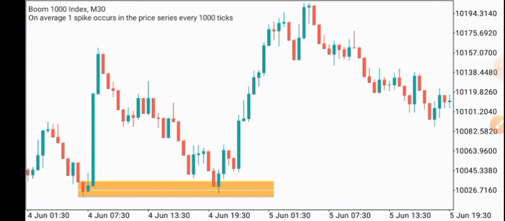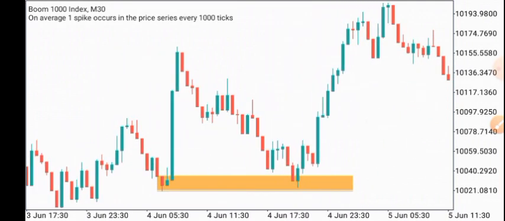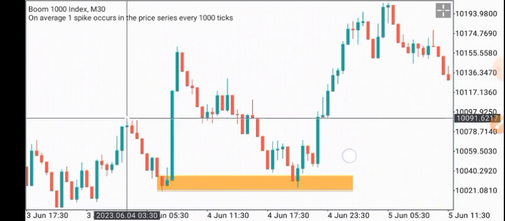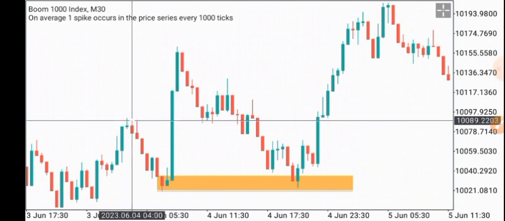Now look at another one, guys. Look at another one. I want you to stop chasing spikes, guys. Stop chasing spikes and use this strategy to catch them. Look at it.